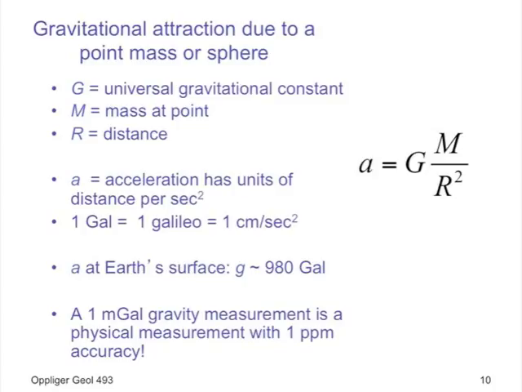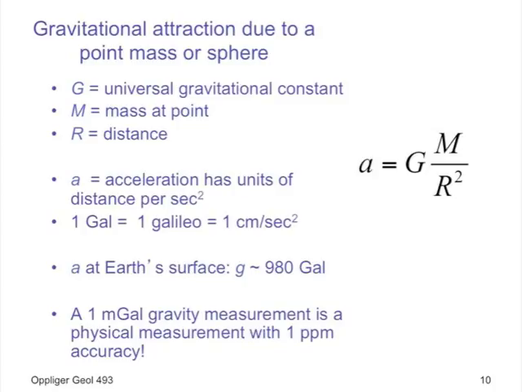So going back to basic physics, you might have seen this before in the GPH 333 class. The gravitational acceleration due to a point mass or a sphere, regarding that sphere as having its mass concentrated entirely at its center of mass, is given by: the acceleration A is equal to the universal gravitational constant big G times the mass of the sphere divided by the distance from the center of mass squared.